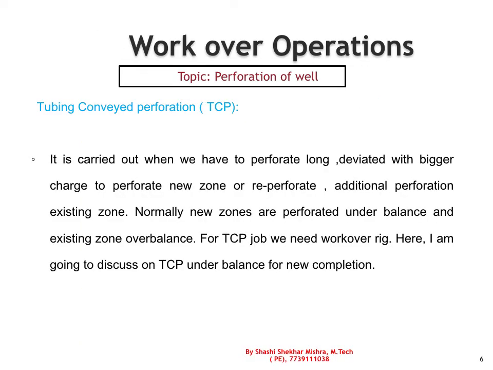So tubing conveyed perforation is carried out when we have to perforate long deviated intervals with bigger charges, to perforate a new zone or re-perforate additional perforation of an existing zone. Normally new zones are perforated underbalance and existing zones overbalance. For a TCP job we need a workover rig, and here I am going to discuss TCP underbalance.